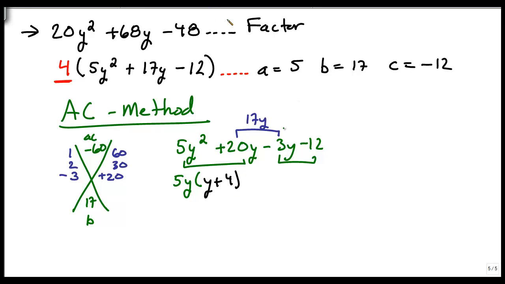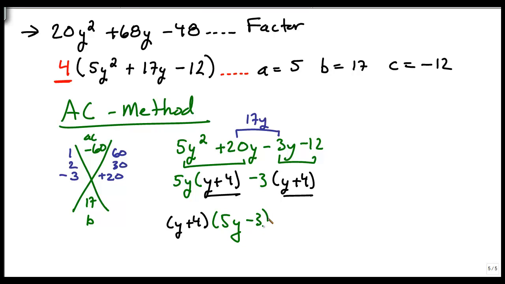Now over here, I could factor out a plus 3, but I see that both of these are negative. So let's go ahead and pull out a negative 3. And when I factor out a negative 3, I'll be left with y plus 4. Then I can see my GCF is y plus 4, and my other factor would be 5y minus 3.